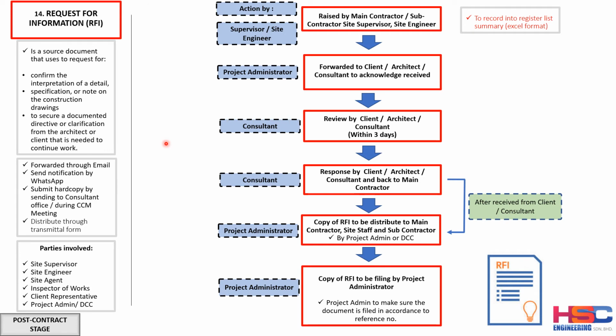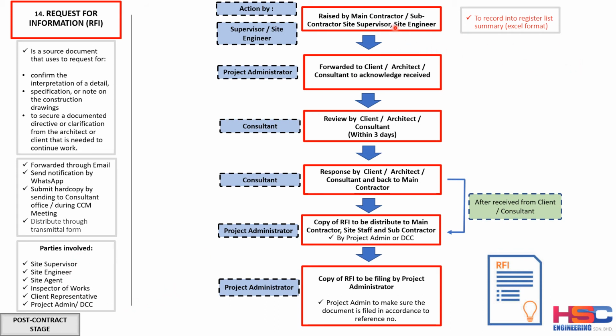So this RFI can be forwarded through email or notification sent by WhatsApp. However, the hard copy still needs to be submitted to the consultant's office, or can be submitted during the consultant contractor meeting, and must be distributed through a transmittal form. Properly record the date we submit the RFI. And these are the parties involved in preparing this request for information.